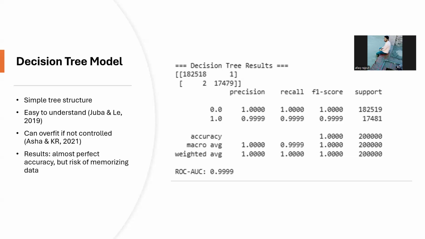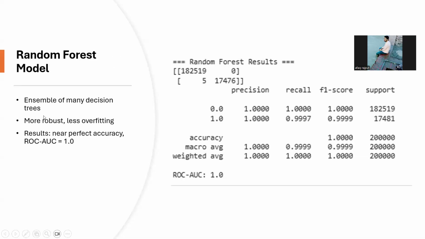But this could mean that the tree memorized patterns too closely. So, while the accuracy looks great, we must be careful. The model may not always generalize well to unseen data. And the next slide, as you can see, is about the random forest model.